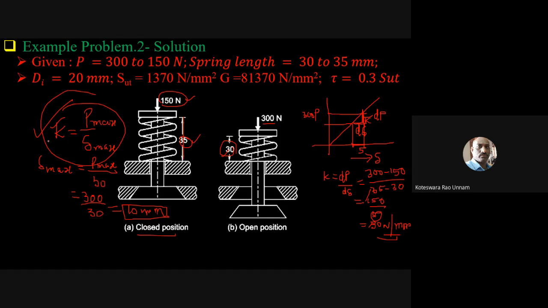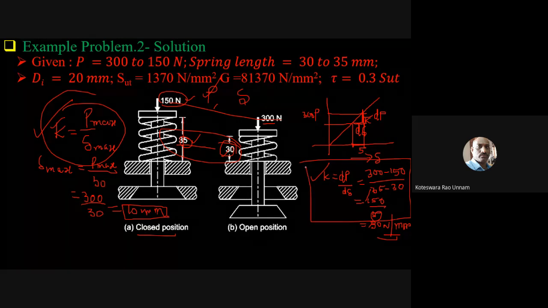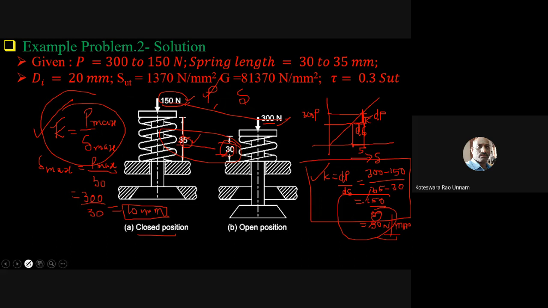So this is one way, it is different. Instead of directly giving load and delta, he has given two different loads and two different lengths. From this you can calculate the stiffness. To compute the stiffness, this is the formula: you need to take change in load divided by change in length. Change in load is 300 minus 150. Change in length is 35 minus 30. So from that you will get the stiffness of the spring as 150.